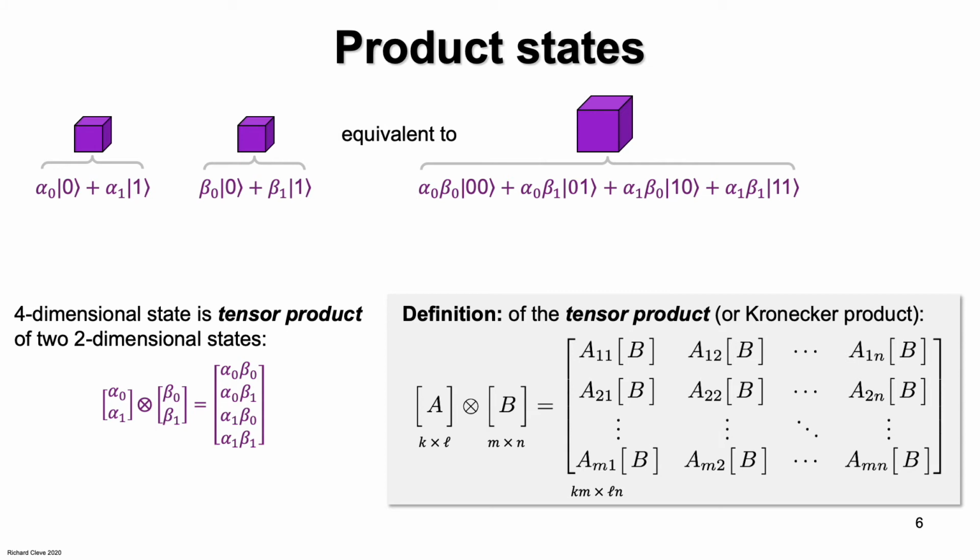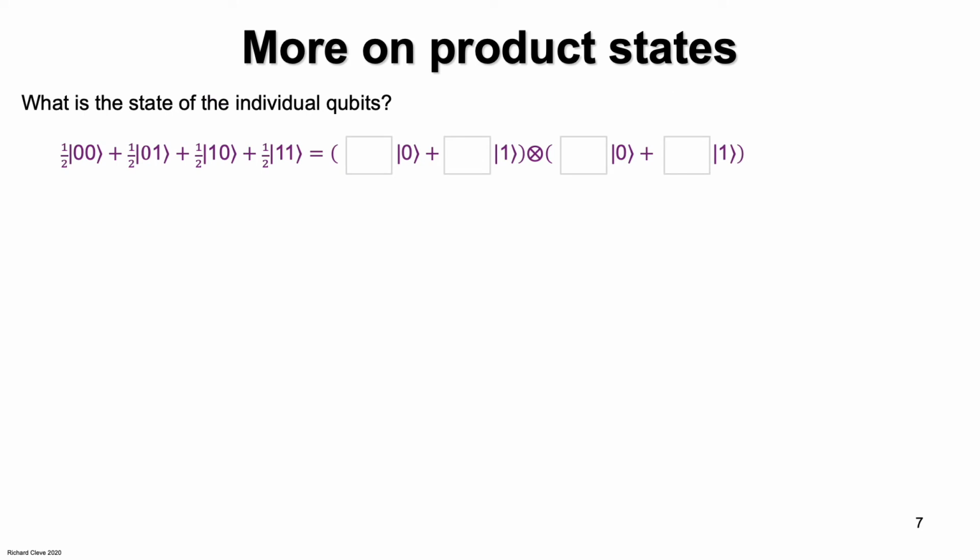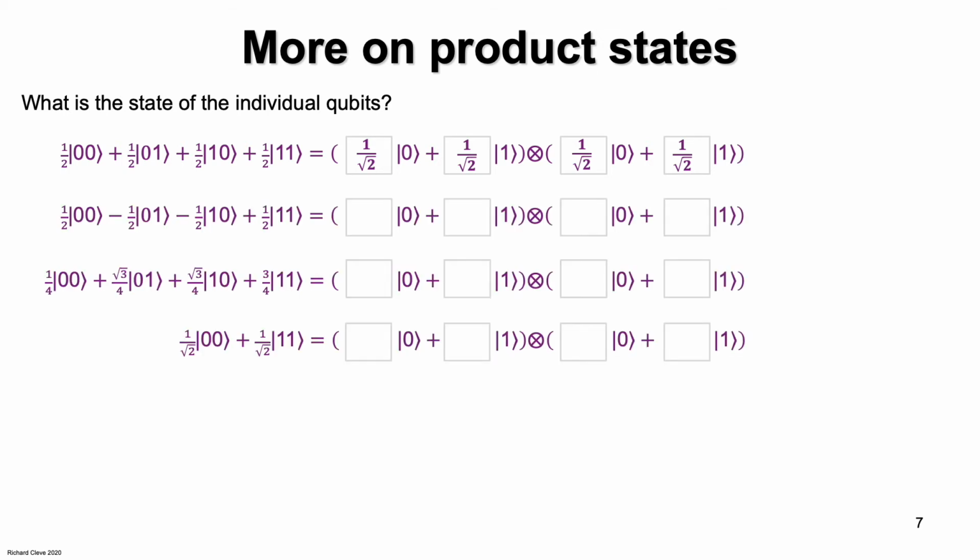Suppose we're given a 2-qubit state, a 4-dimensional amplitude vector. Can we deduce the states of the individual qubits? For this example, it's not hard to see that it should be a uniform superposition for each qubit, a tensor product of 2 ket plus states. What about for these 3 cases? You can pause the video to think about this.